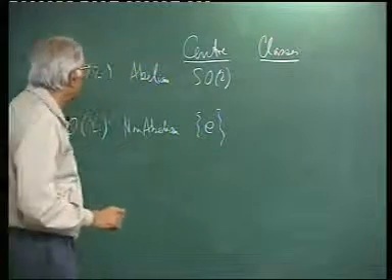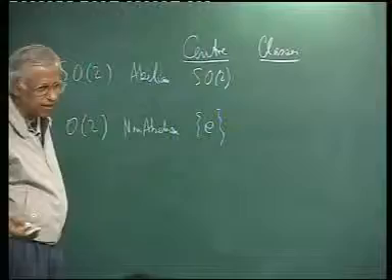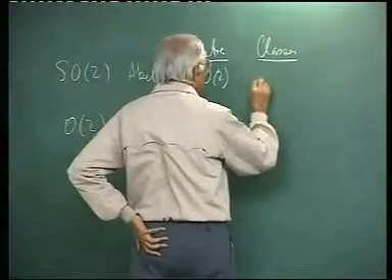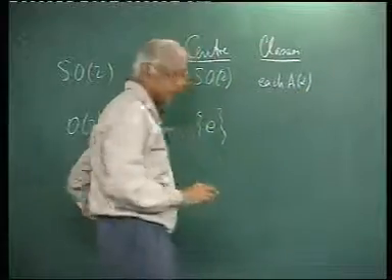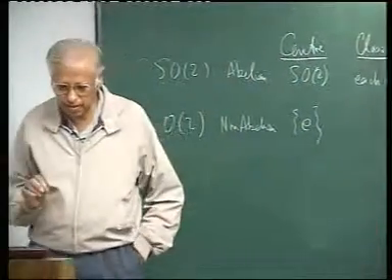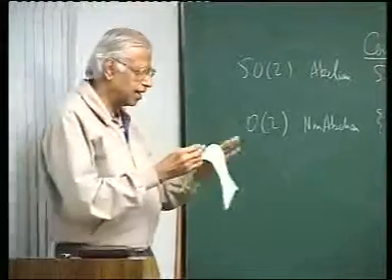Classes. What are the classes in SO2? Again, it's abelian. So each element is a class by itself, an equivalence class by itself. What about O2?